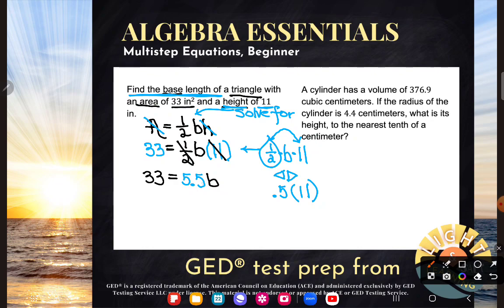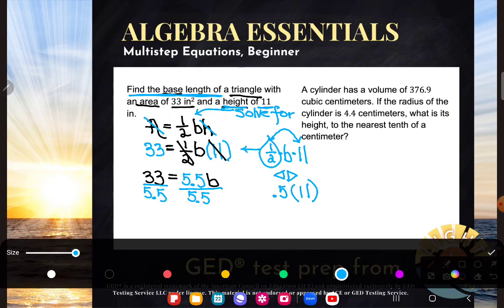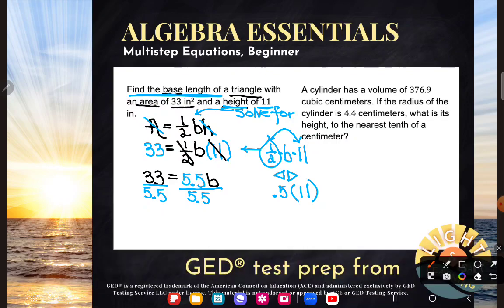I want to get rid of this 5.5 multiplier, so b can be alone. So I'll do the opposite. I'll divide by 5.5. And I can do whatever I want as long as I do it to both sides. Both sides got to respect that equal sign there. Keep the two sides equivalent. And now let's see what happens. Multiplying and dividing by 5.5 are opposites. They cancel. B's alone, just like I wanted it. And it is going to be equivalent to whatever I get when I do 33 divided by 5.5.